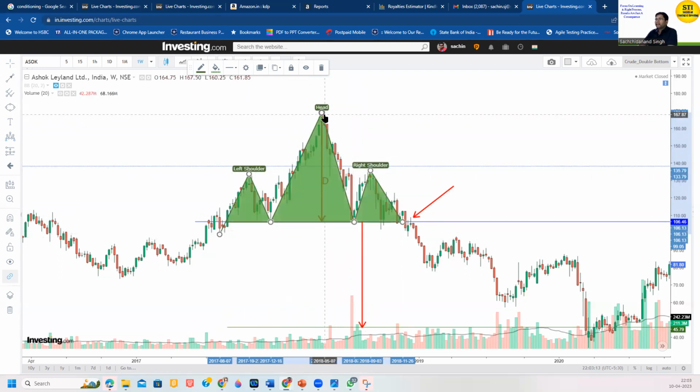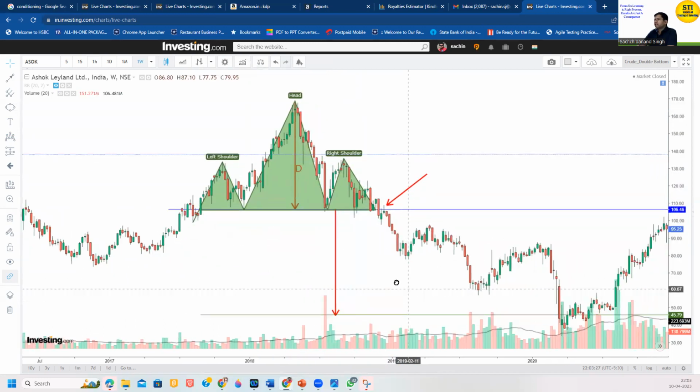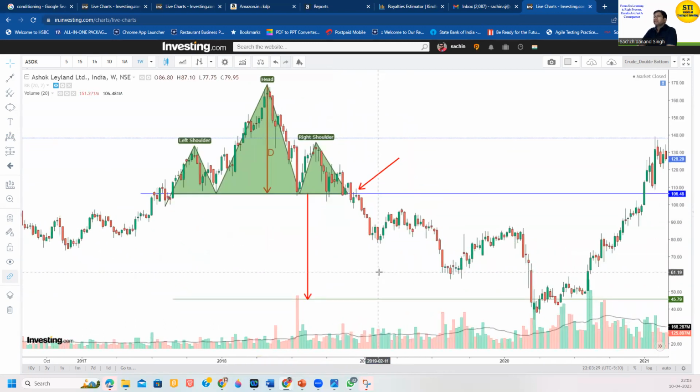Okay, and from the top to the neckline, that will be the depth, that is your first target, and after that the second target is equivalent to the same drop of the price point. If you see this particular example, this head and shoulder has given you both the targets.